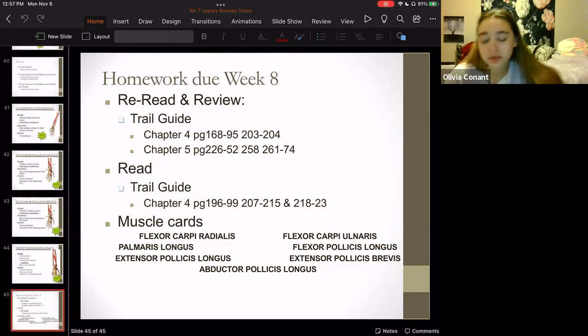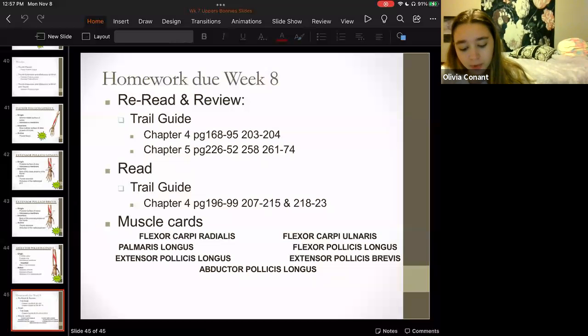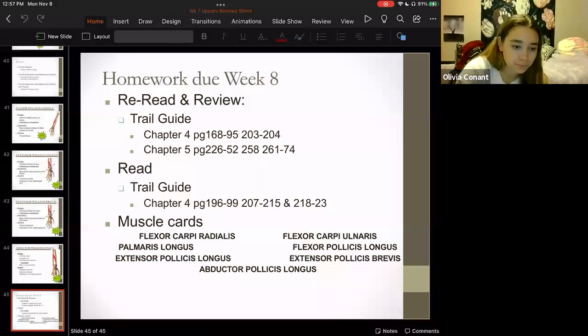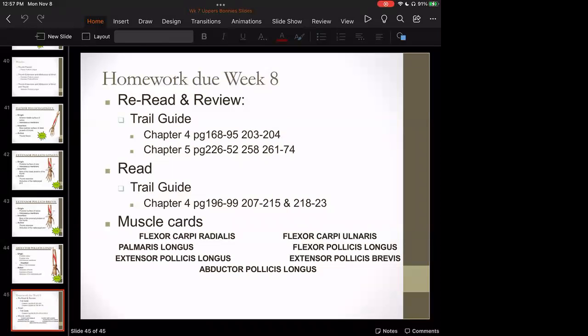And we need muscle cards for all the elbow muscles: biceps, triceps, brachialis, and anconeus. Those are due this week. Next week will be flexor carpi radialis and ulnaris, flexor pollicis longus, and extensor pollicis longus and brevis. These guys. Cool. Yeah, fun stuff.